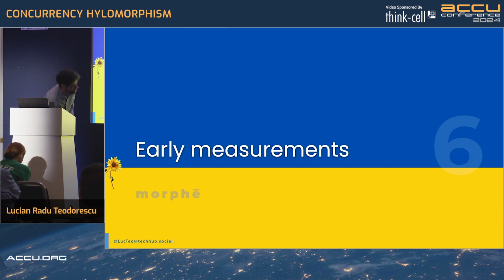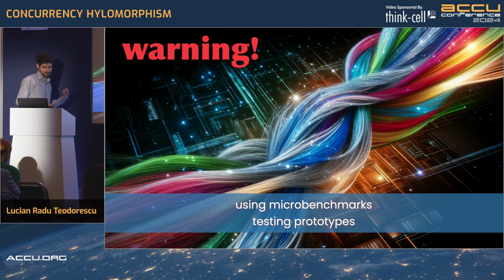So I'm having some early measurements here to see whether this is the right direction or not. I'm specifically trying to emphasize early measurements. We are using micro-benchmarks and just testing prototypes, right? So don't just go and say, I've seen this measurement and it's way better or way worse. In general, in concurrency, it's hard to find a good benchmark. Everything is kind of a micro-benchmark because it really depends on the machine, the program, and everything. So please always remember that.